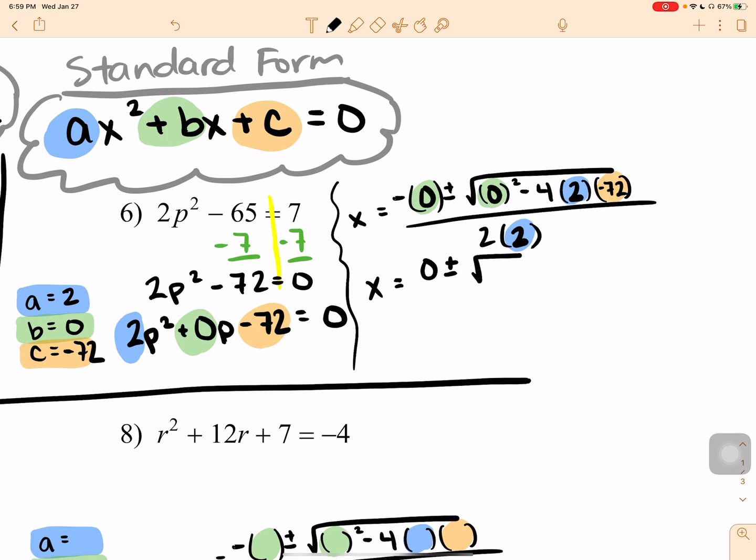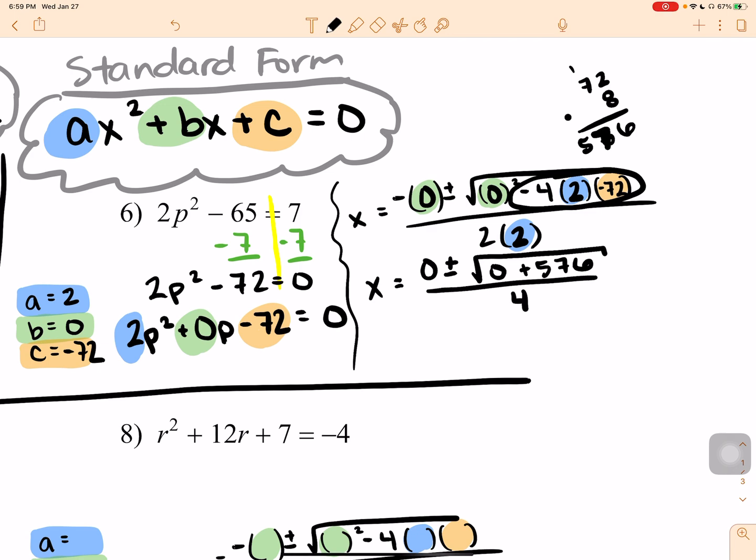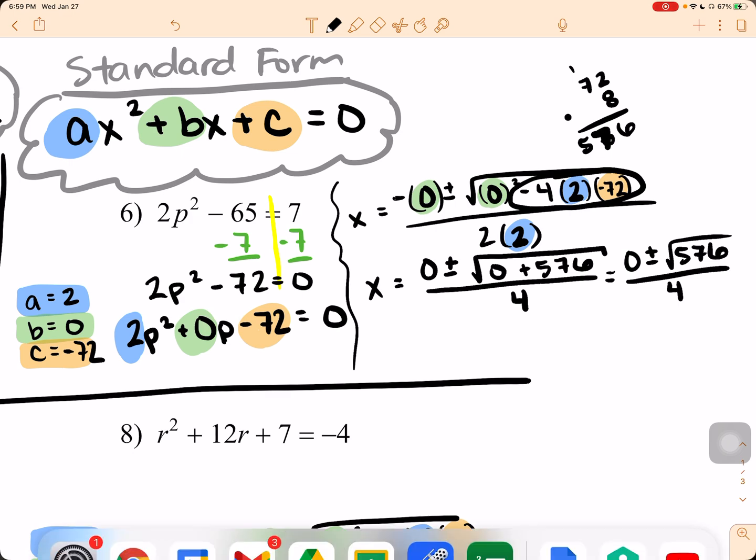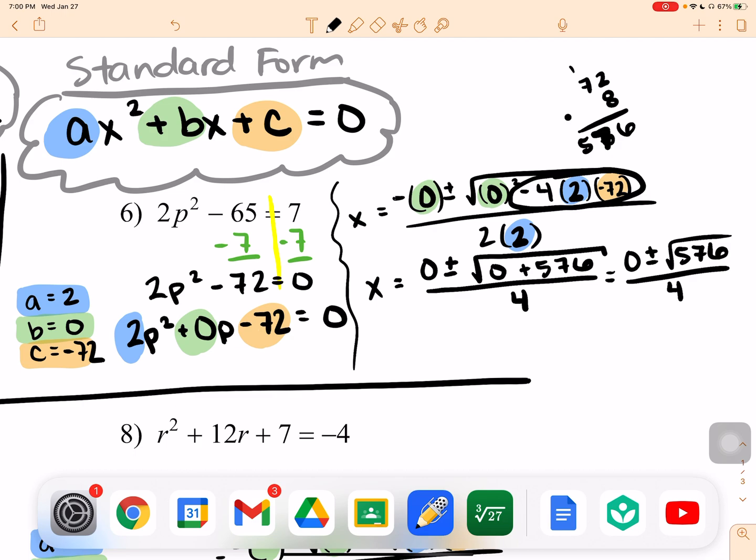0 plus or minus the square root. So we have 0 squared is 0. And then negative 4 times 2 times negative 72, that's 72 times 8, which is 576. So 0 plus or minus the square root of 576 all over 4. So we still have to keep that plus or minus because if we still have the square root there, no matter what, we have to have a plus or minus out in front. So that's why I kept the 0, just so you can see how it stays.